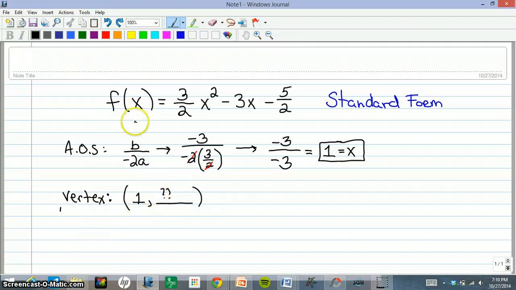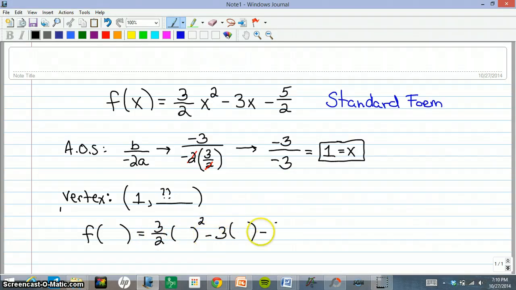Well, we substitute in 1 into our function. F of 1 is 3/2 times our input, in this case 1, squared, minus 3 times 1 minus 5/2. So just a reminder, we started with the axis of symmetry. The x coordinate of the vertex is therefore 1, and now to find the y value, we substitute this value 1 into the function and do a little math.